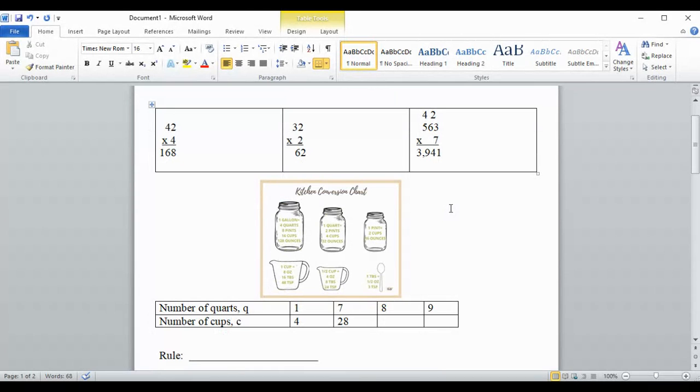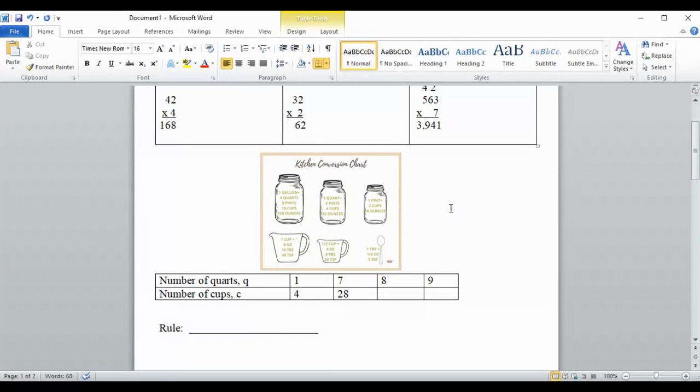All right, so you also have some input-output charts on this paper, and one of the input-output charts has to do with quarts and cups. So if you are familiar with working in the kitchen, you probably have an idea about quarts and cups. But if you are not, here's a little refresher course, or maybe a little introduction course. So when you're working in the kitchen, this is a cup. Probably most of you have seen a measuring cup. Typically, a regular measuring cup would have 8 ounces and would hold 1 cup.